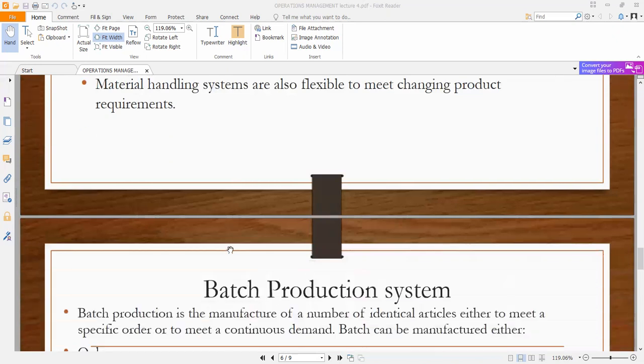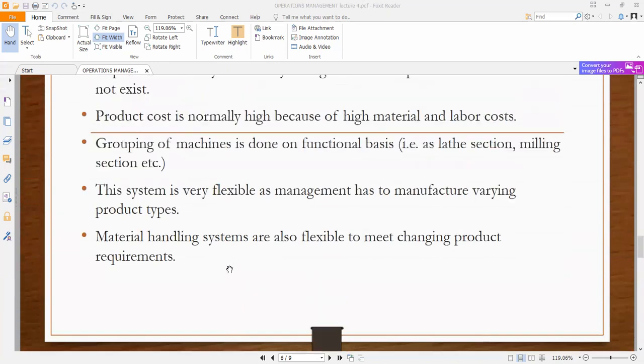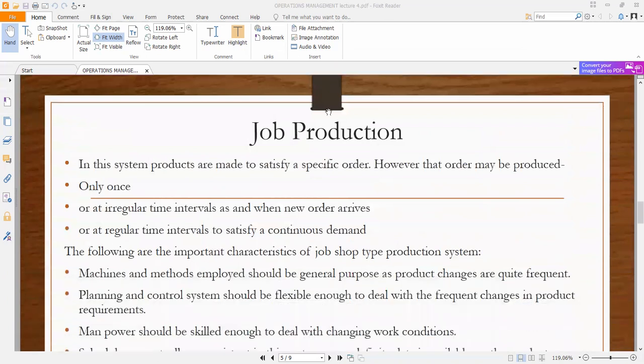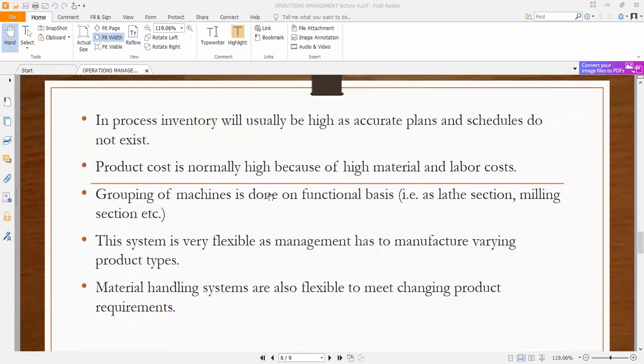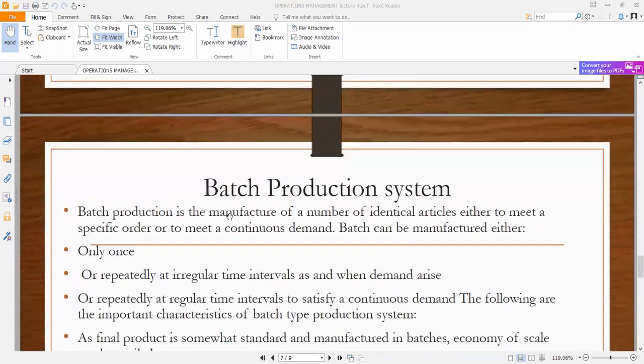All right. Now, let's go to the batch system. If you do not get it properly, you can just go through and understand what the definition is. If you understand just the basic definition of the job shop production system, you'll be able to understand the rest, because these things will be self-explanatory.